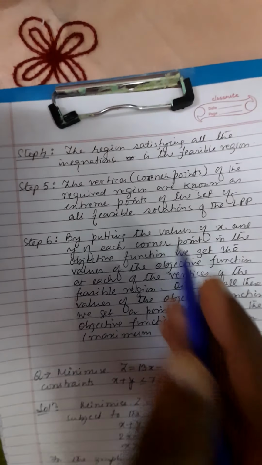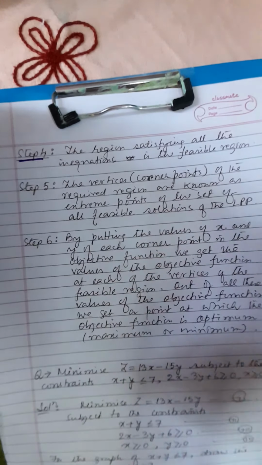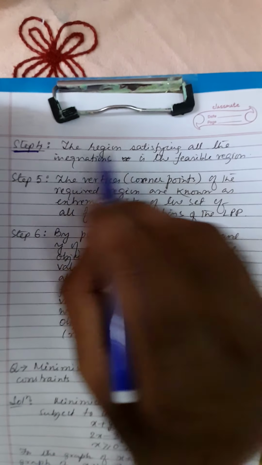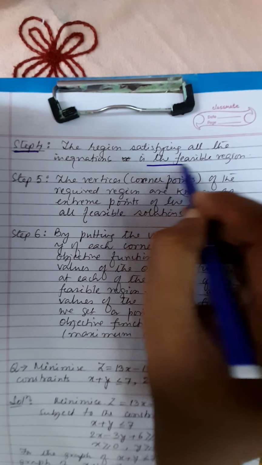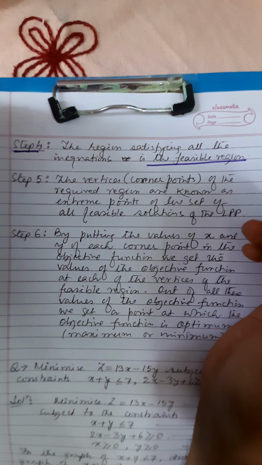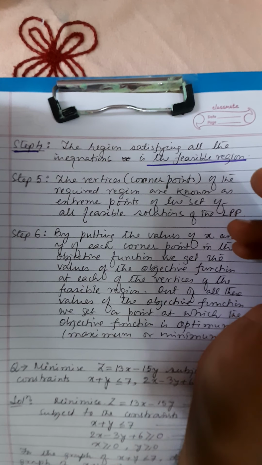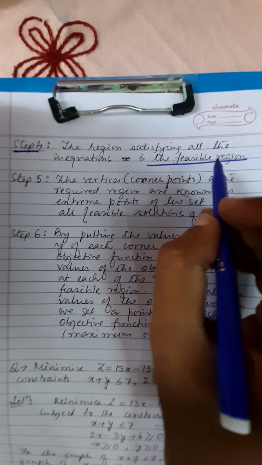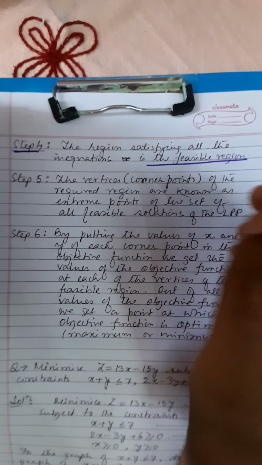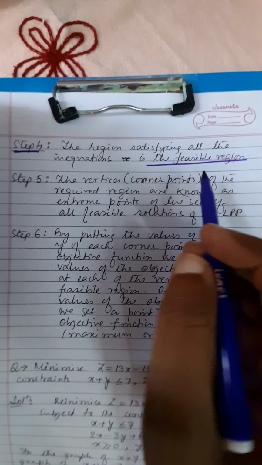Step 4. What is step 4? The region satisfying all the inequations is the feasible region. Now here we may get 2-3 regions, 2-3 halves, and the common half is known as the common solution of the problem, and that is called the feasible region. Okay, the common region is known as the feasible region.